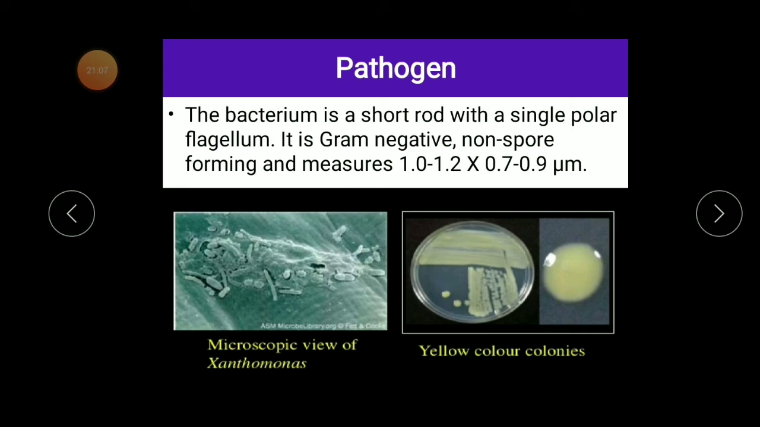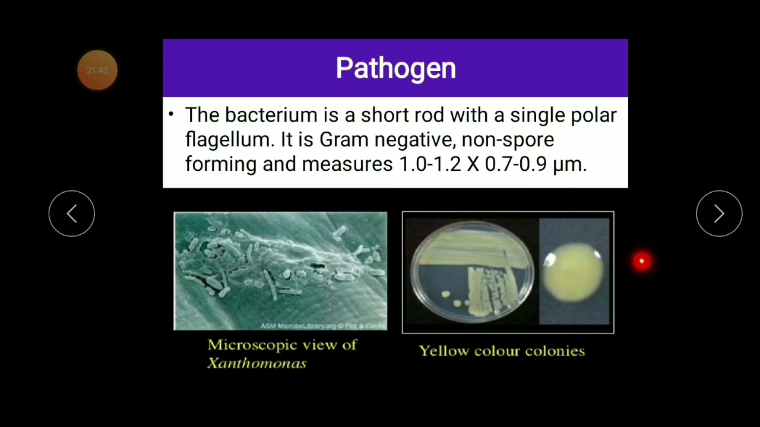So pathogen, as the disease, the bacteria is a short rod with a single polar flagella, and it is a gram negative, non-spore forming and measures about around 1.2 into 0.7 to 0.9 micrometer. The bacteria is aerobic, capsule forming and produce yellow colony in the culture media.